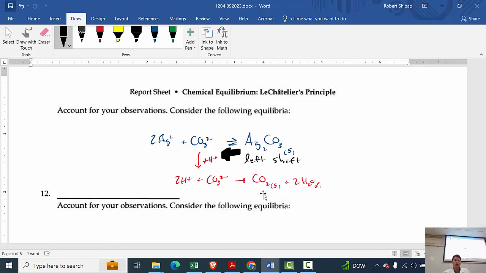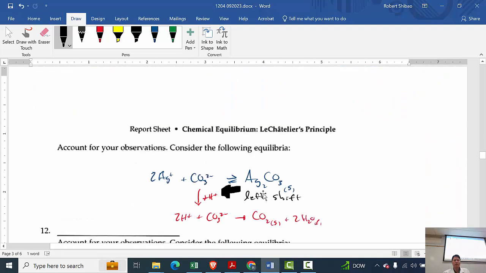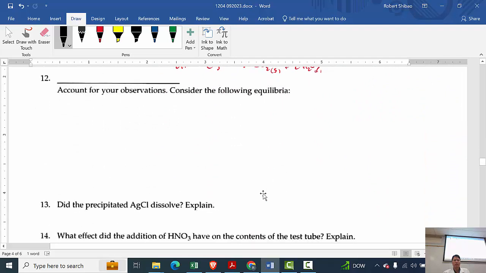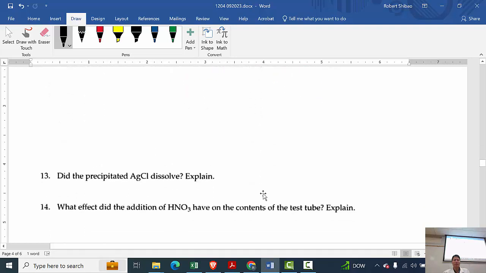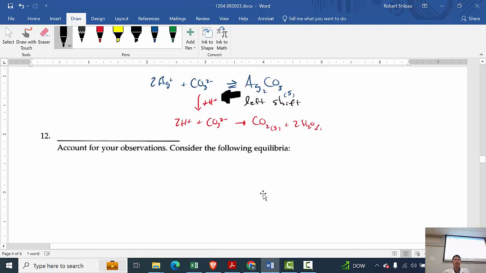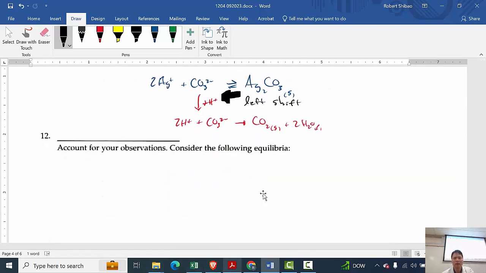So what do they want us to do for 12 here? I guess that was for 12. I think I was supposed to write it down here, but it's all right. 13. Did the precipitated silver chloride dissolve? Well, let me make sure 12 and 13, I'm on the right one.